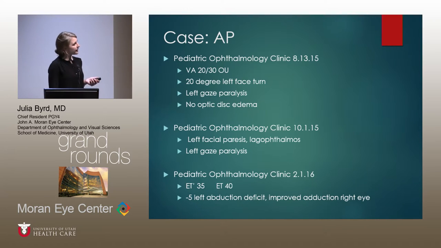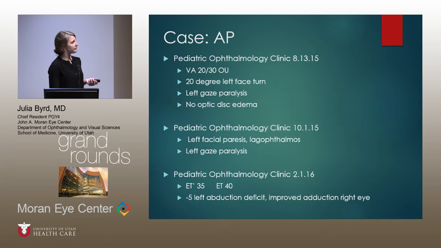A few months later, she progressed and had left facial paresis and lagophthalmos. In this time frame, she started getting radiation therapy, and she did have some improvement on her imaging of the brainstem glioma. When she was seen again in February, she actually had improved adduction of the right eye, so really more of a picture of an isolated left cranial nerve 6 palsy and now a clinical esotropia. And she still had a really significant head turn that was difficult for her.